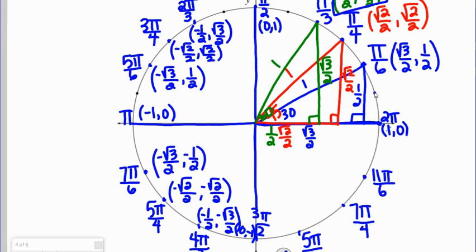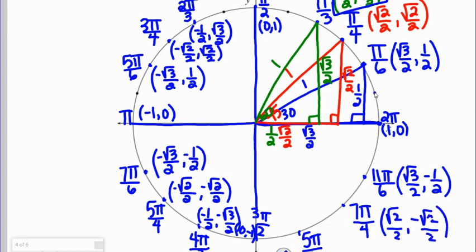So we have 11 pi over 6. The x is positive, the y is negative in this quadrant. So square root 3 over 2, negative 1/2. For the 7 pi over 4, square root 2 over 2, negative square root 2 over 2. Sorry for the messiness there. And then finally, for 5 pi over 3, I'll write it on the inside here. It's going to be 1/2 and negative square root 3 over 2.